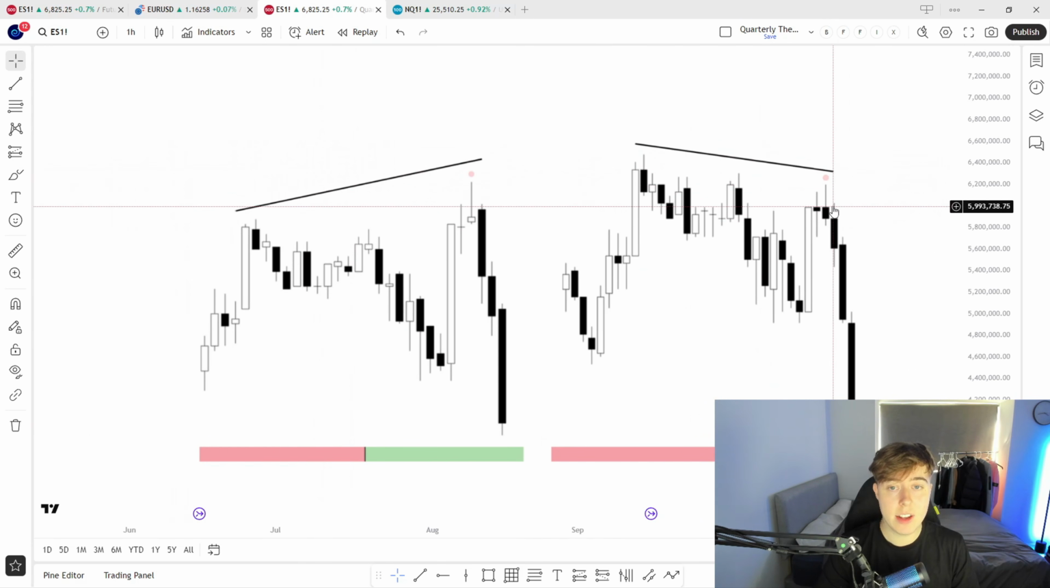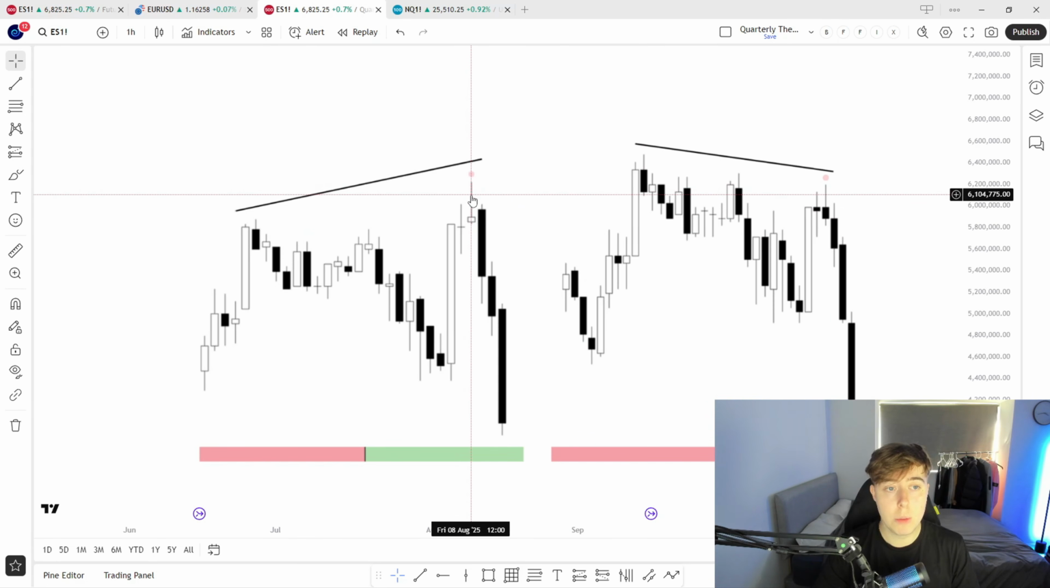And then imagine ES fails to run above Q2's high, London's high, and then we're looking for that precision swing point to form. As you can see, this specific candle here closes bullish on NQ, and this same specific candle closes bearish on ES, right?